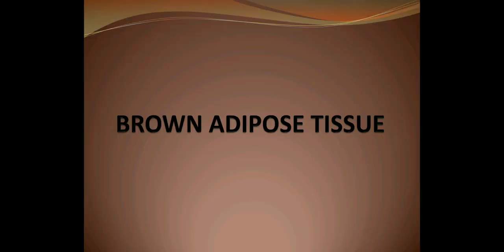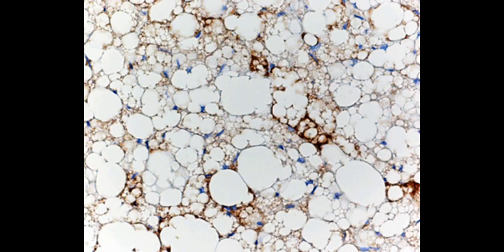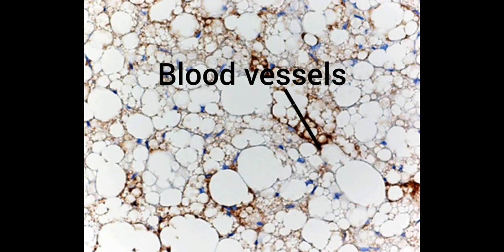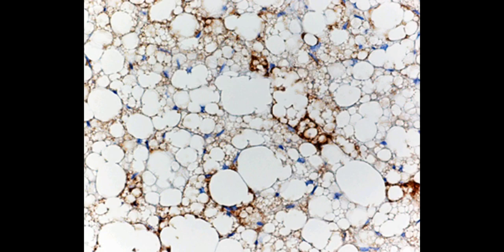Whereas talking about brown adipose tissue, white is opaque due to the presence of fat, so its appearance will be white, and here you will find it is reddish white, reddish brown in color due to the presence of a large number of blood vessels. And you will find this kind of tissue is normally found in children.